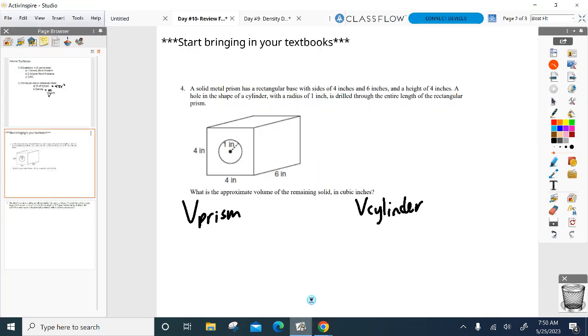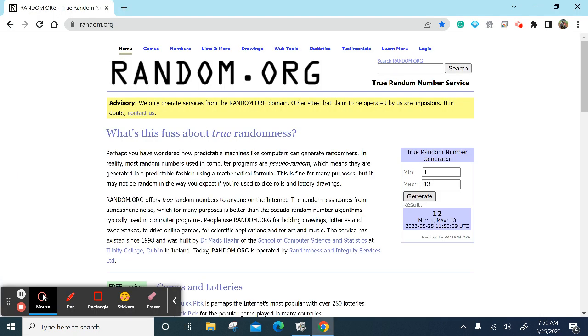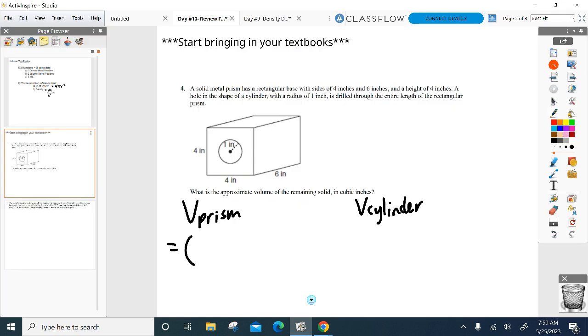So help me find the volume of the prism real quick. What are you multiplying to find the volume of the prism? 12. 6. Good. 6 times 4. That's capital B times height, which is also 4. Perfect. And that'll be, let's see, anybody? 24 times 4, 96.